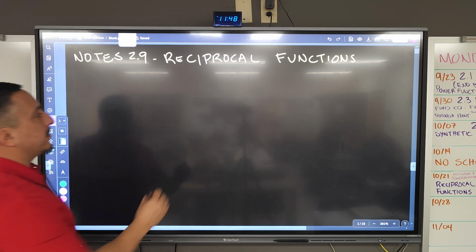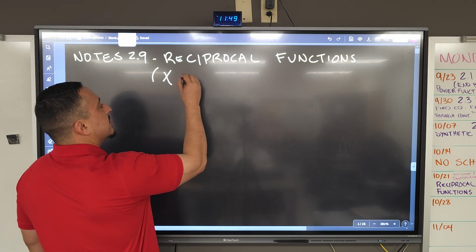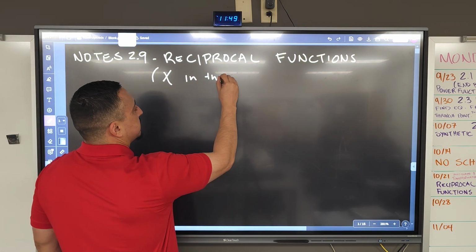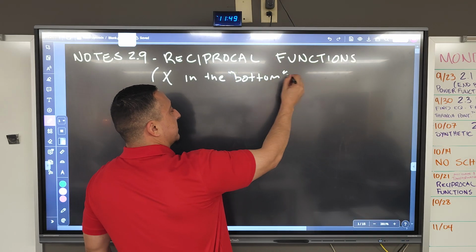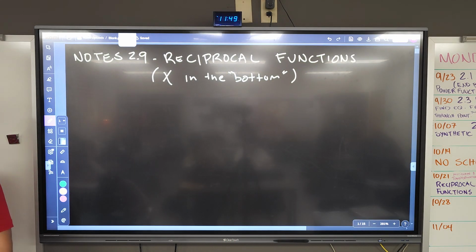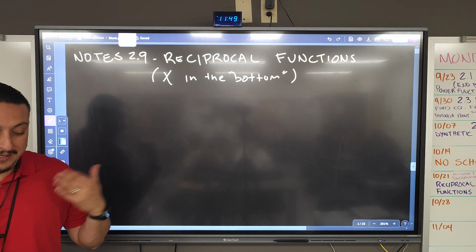Okay? So reciprocal, in simple words, that means there's an x in the bottom. I shouldn't put this on video because I'll get in trouble for saying it that way. This is the denominator. That's what I'm referring to, right? The denominator. So we have an x in the denominator.